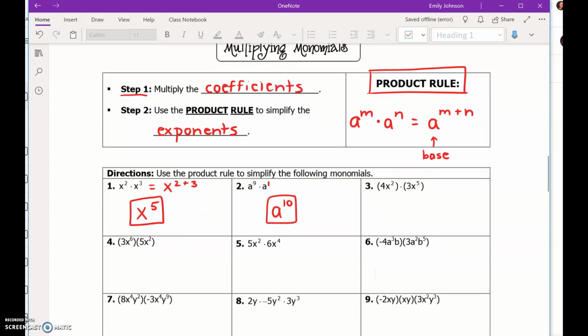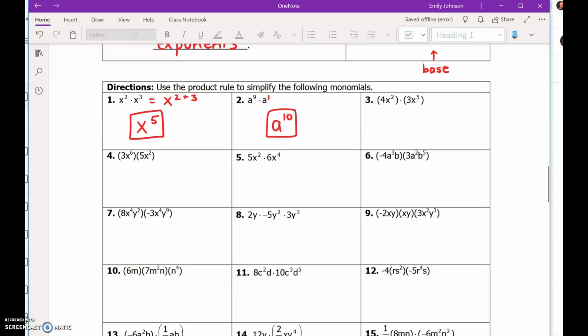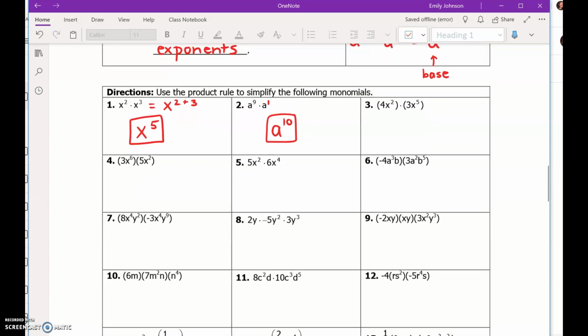As I said, I'm going to continue down the first 2 columns here. So number 4, we get a little bit trickier. We now have coefficients. So we are going to multiply. We're going to multiply 3 times 5. That will give us 15. And we are going to add the exponents. So multiply the numbers, add the exponents. Remember those 2 rules. So in this case, 6 plus 2 would give us a total of 8.